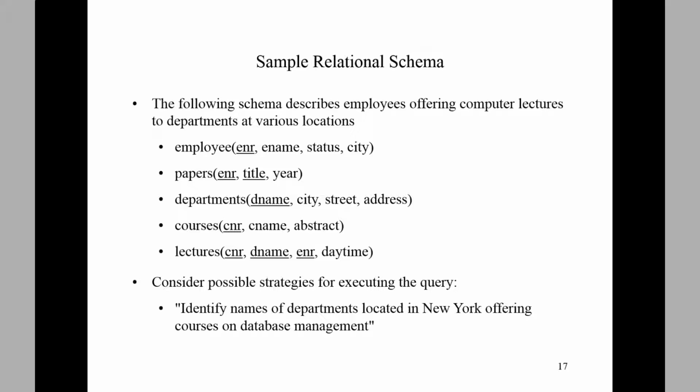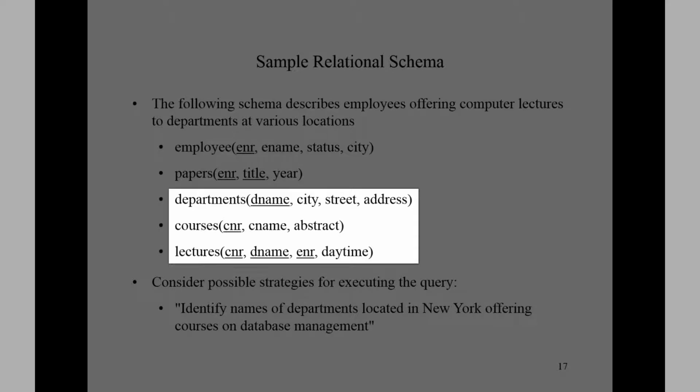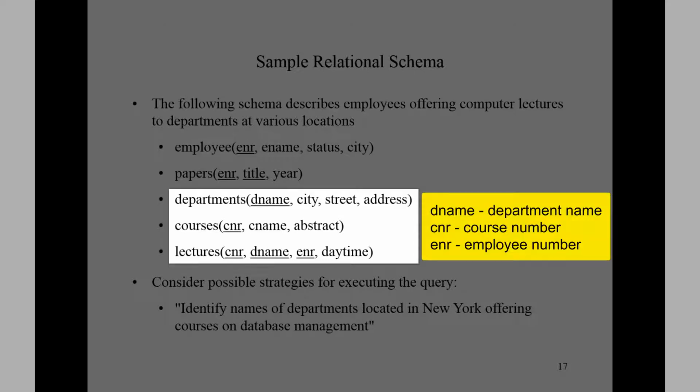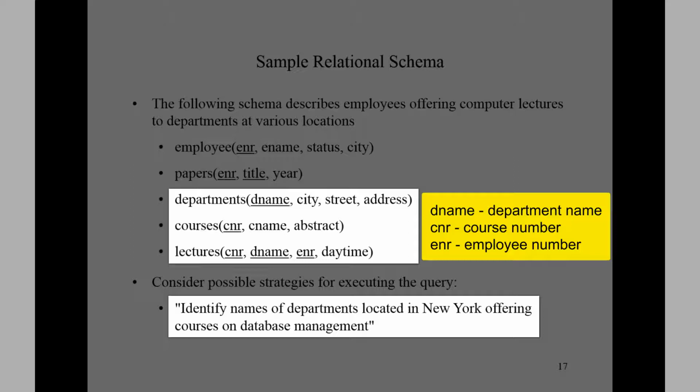The authors use the following schema, consisting of 5 tables, to present the idea that there are different execution plans that can be used to execute a query. We'd like to draw your attention to departments, courses, and lectures. These 3 relations or tables will be utilized to answer the question presented at the bottom of the slide here. That is, we wish to identify the names of departments located in New York offering courses on database management.